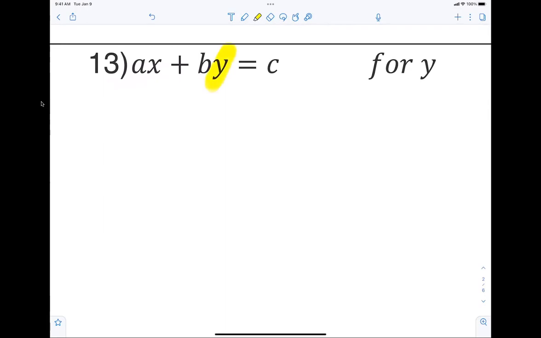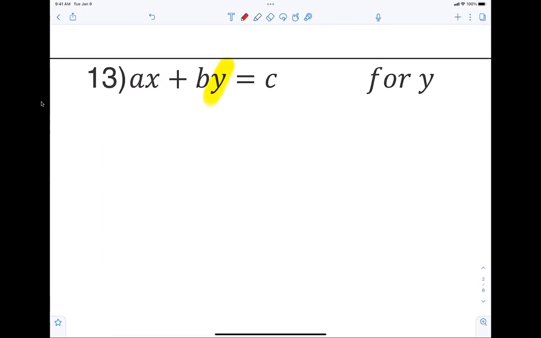Solving for Y. Liam, what do I need to do first? What are you thinking, bud? What do you think? Not yet.